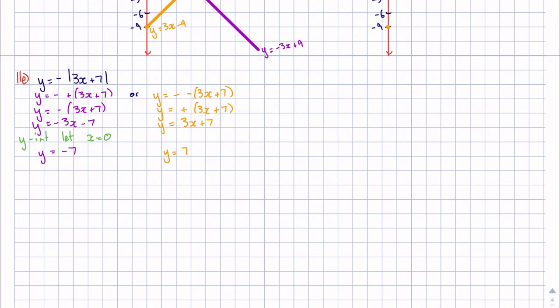And then the x-intercept. Let y equals 0. So for the one on the left, I've got 0 equals negative 3x take 7. Positive 7 equals negative 3x, so x equals negative 7 over 3, which is like negative 2 1/3. This one we've got 0 equals 3x plus 7, so negative 7 equals 3x. Oh, look, it's the same. X is going to be negative 7 over 3.